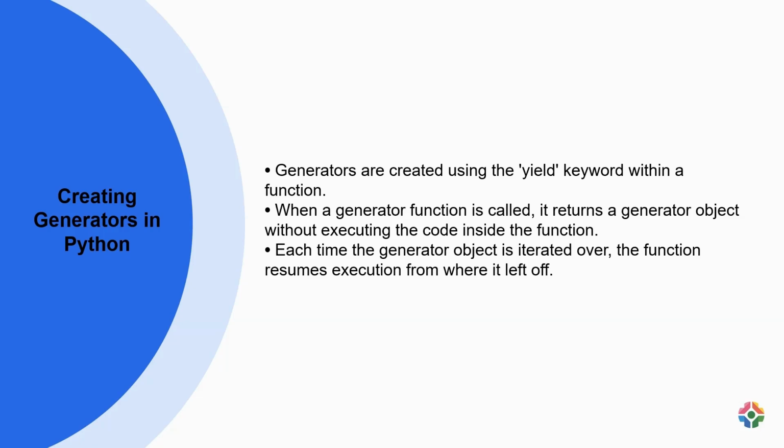For instance, consider a scenario where a generator is used to generate Fibonacci numbers. Whenever the generator is iterated over, it calculates the subsequent Fibonacci number without recalculating previous values. Thus, generators efficiently manage memory by producing values dynamically when needed.